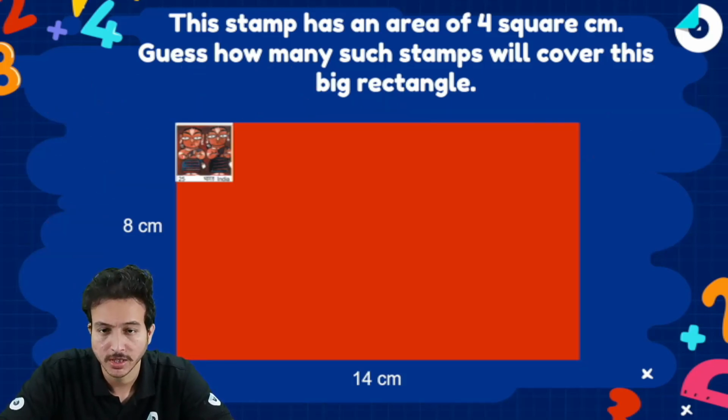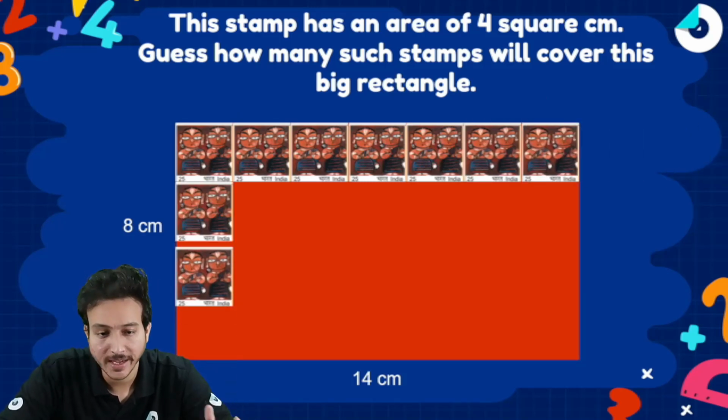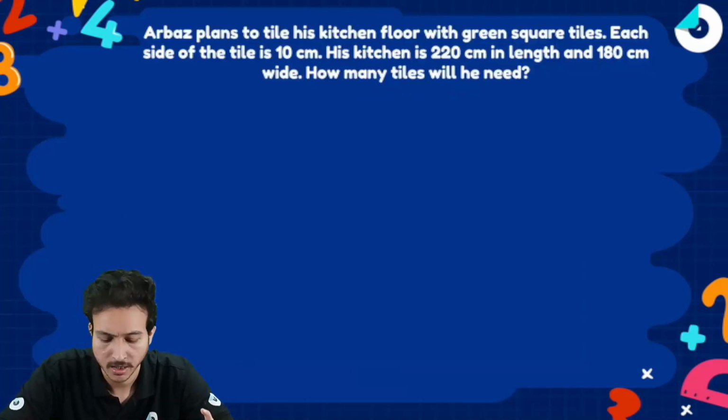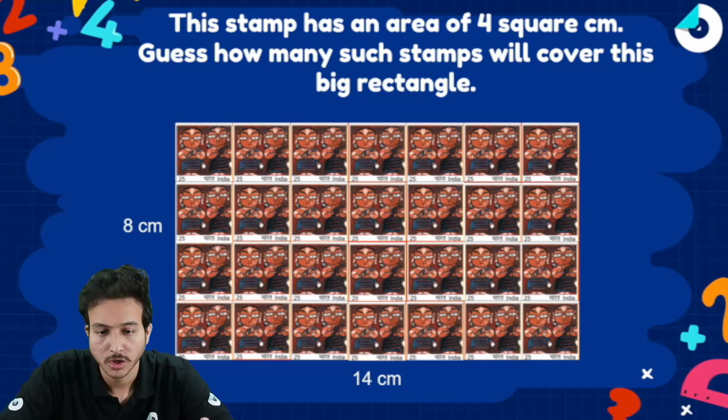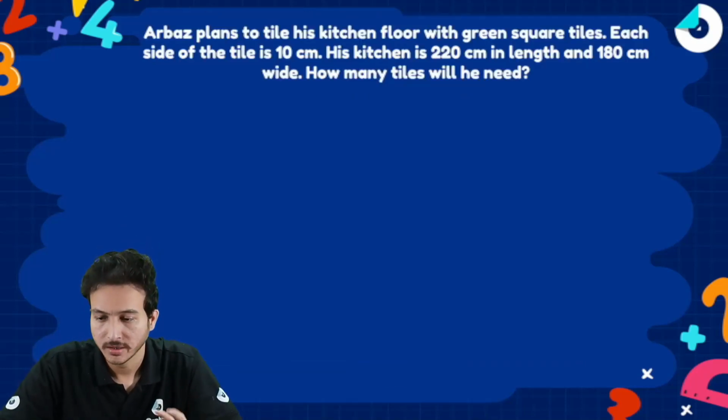You can also check how we can do that. Put one stamp over it. You can check your answer by just putting it. You can see we need a total of 28 stamps to completely cover this. So we can also check our answer. Let's move on to the next question.